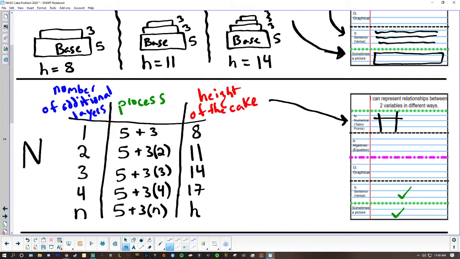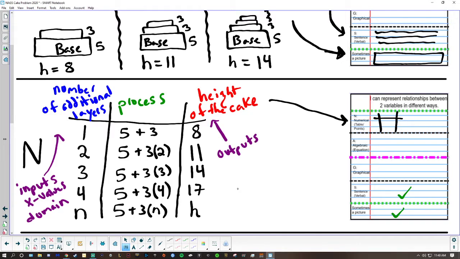So as a reminder, remember the left side here, these are our inputs, also known as our x values, which we call the domain. Our right side, the height of the cake, these are our outputs. In other words, these are our y values of our points, which is called the range. Okay, so we've created our numerical table.